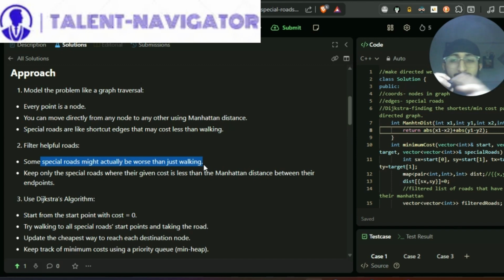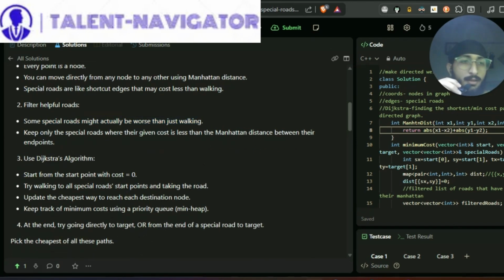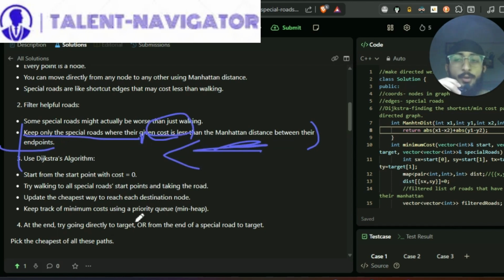So we have to filter these out, special roads which do not minimize the cost, and keep only those special roads where the given cost is less than the Manhattan distance between their endpoints. This is a very key takeaway from this problem: only those special roads will be considered where the cost is less than the Manhattan distance between their endpoints.